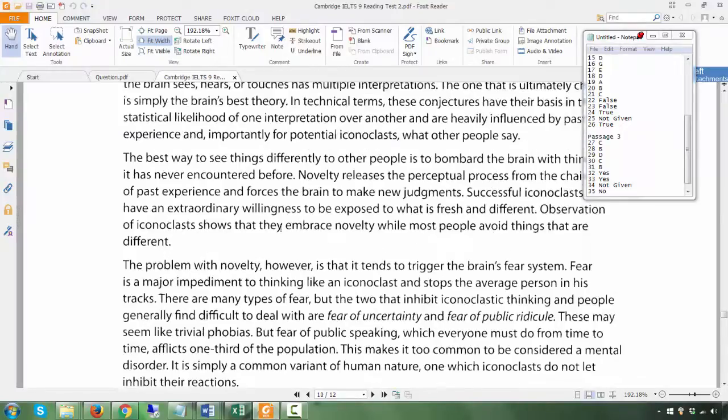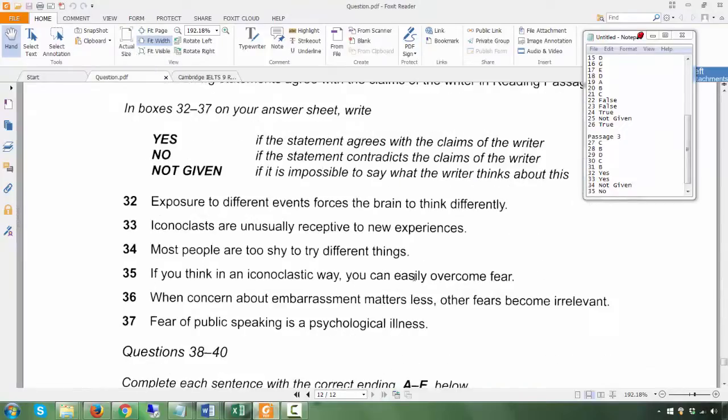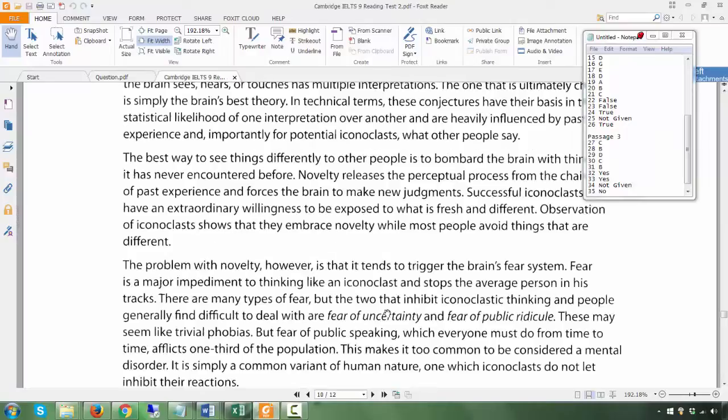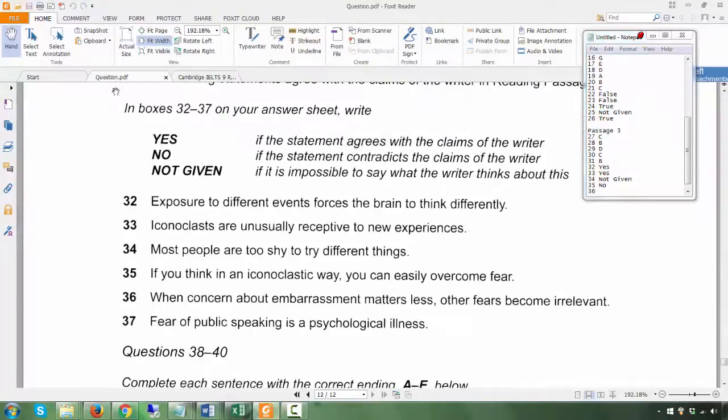Now, observation of iconoclasts shows that they embrace novelty. So they embrace new things, but the problem with novelty is that it tends to trigger the brain's fear system. So iconoclasts embrace novelty, but novelty triggers fear, and fear is a major impediment to thinking like an iconoclast. So the sentence, if you think in an iconoclastic way you can easily overcome fear, no, it will still trigger the brain's fear system. So that would be no. You can't easily overcome fear if you think in an iconoclastic way.